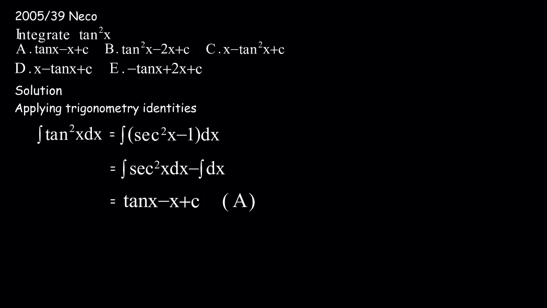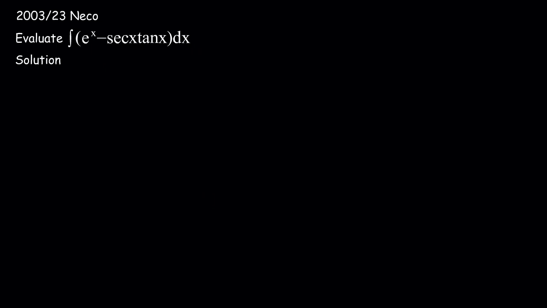We have another question from Neko. It states: evaluate the integral of e raised to the power of s minus sec s tan s in bracket ds. Now, the very first thing is to write down our equation, the integral of e raised to the power s minus sec s tan s ds. And since it's a function joined by minus, we are going to split it and integrate individually. So this will be equal to the integral of e raised to the power s ds minus the integral of sec s tan s ds.